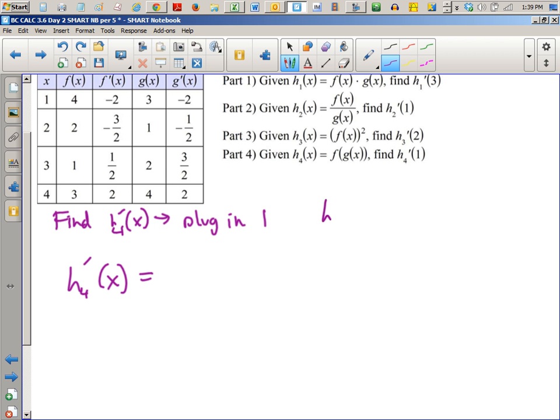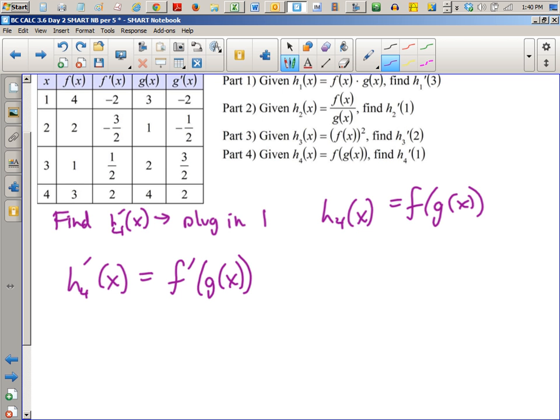since the function h4 of x is f of g of x, we just treat the chain rule. We're going to write down the chain rule basically in the Lagrange notation, so the prime notation. So it's going to be outer function's derivative first, but don't change the function argument. Like, don't change the input, right? You just take the derivative of the outer function. Then you multiply by the derivative of the inner function.